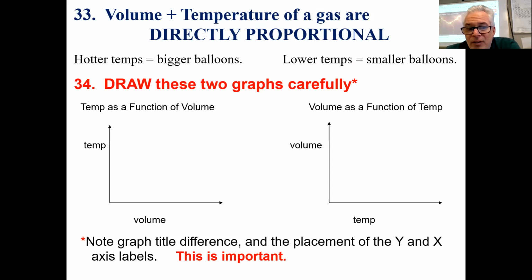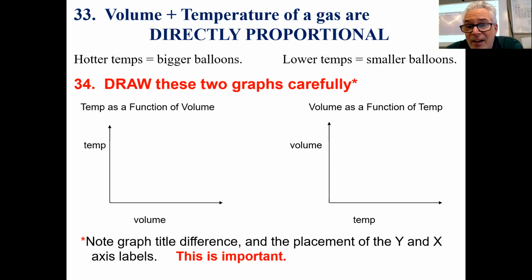We're going to draw 2 graphs. One is called, on the left, temperature as a function of volume. And on the right, we have volume as a function of temperature, sort of the opposite. Now, it's very important that you see this. There's even an asterisk at the bottom. The title and the axes labels must match for every graph, in every subject. Whatever word comes first, on the left side graph, temperature is a function of volume. Temperature comes first, that goes on the y-axis, volume goes on the bottom.